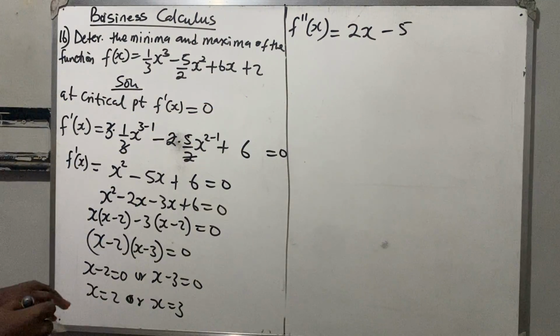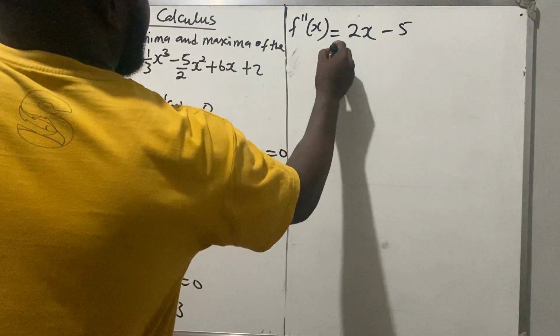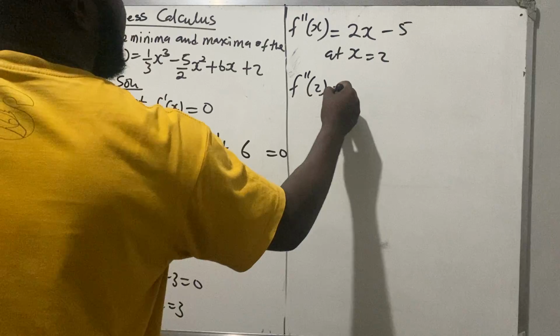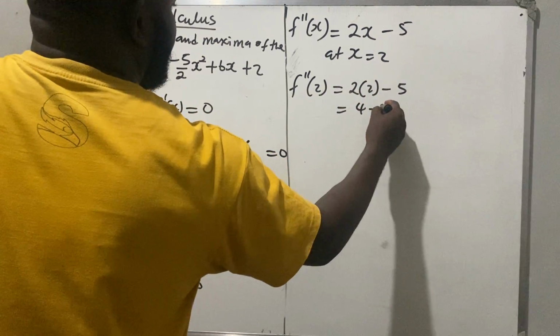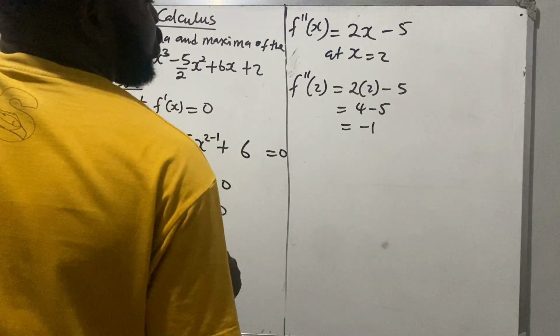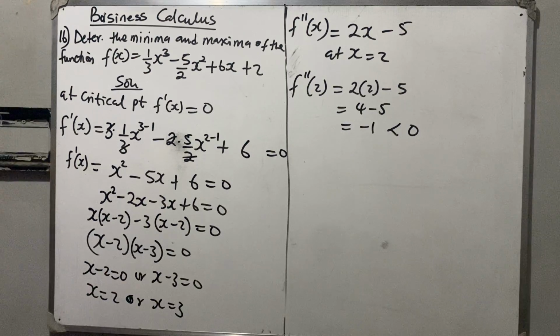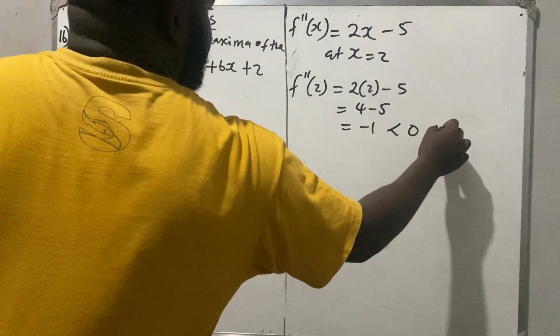From here, we will now test these 2 points to know the one that is minimum and the one that is maximum. At x equal to 2, we have f prime prime of 2 is equal to 2 into 2 minus 5, which gives 4 minus 5, which is equal to minus 1. And minus 1 is less than 0. Whenever you get less than 0, it means maximum. So this point will give us the maximum point.